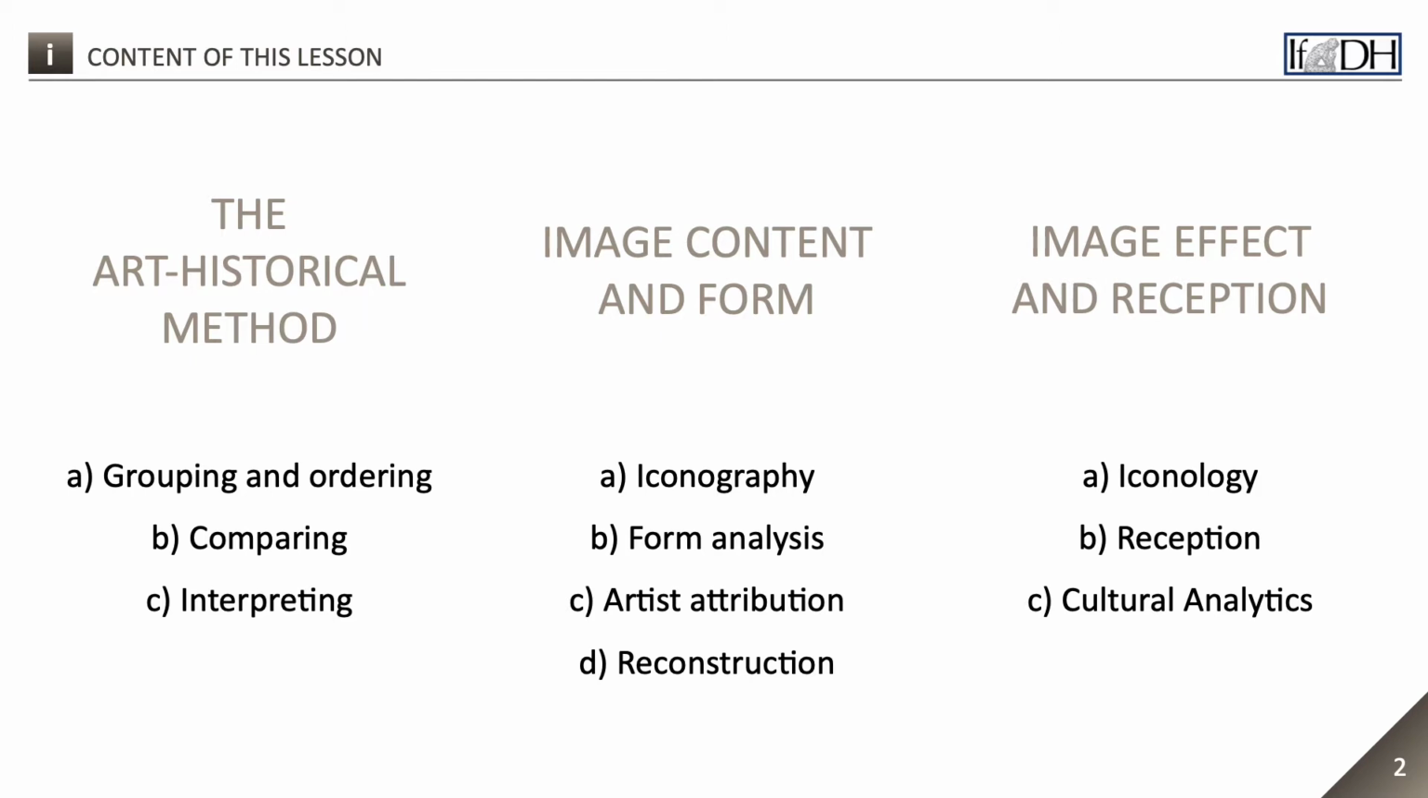First, there is the art historical method of grouping, ordering, comparing and interpreting images. Traditionally, iconography, form analysis, as well as methods of attributing artists and reconstructing pictorial works are used to analyze pictorial content and form. And in order to examine the effect and reception of images, the image sciences have developed iconology and reception research as well. Cultural analytics have been added here as a new field.